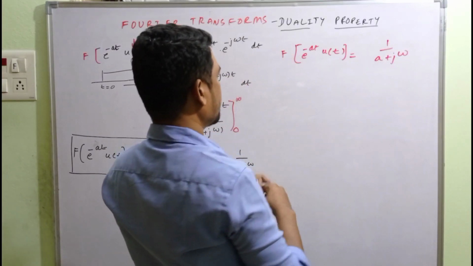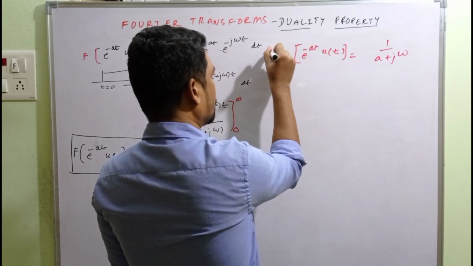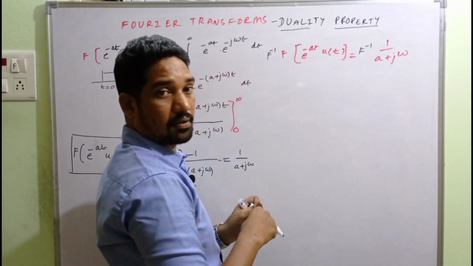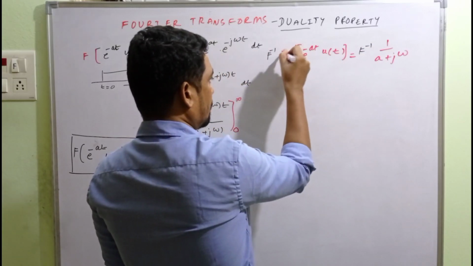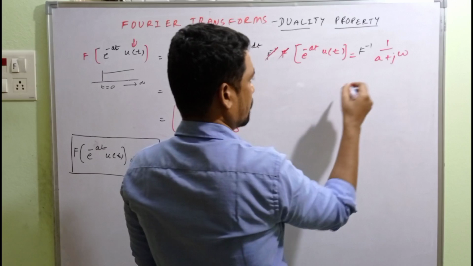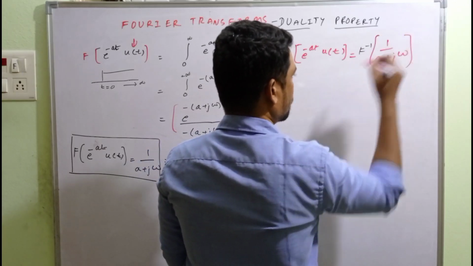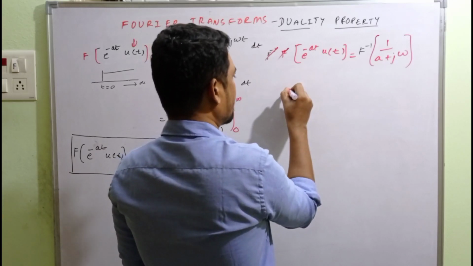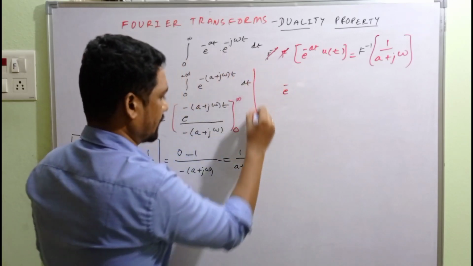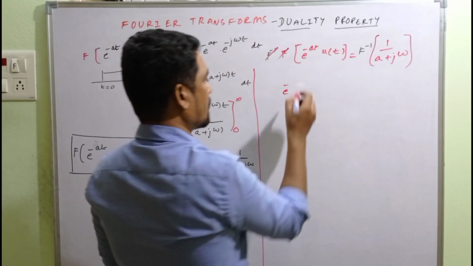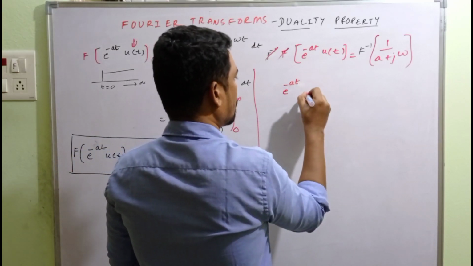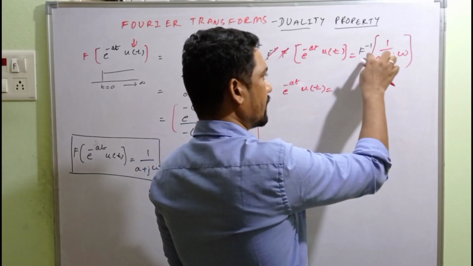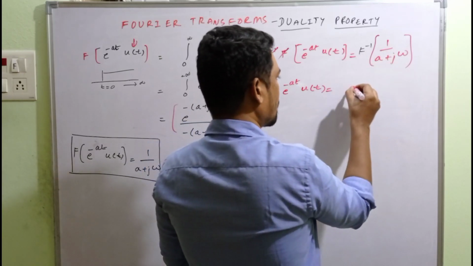So what if we apply the inverse Fourier transform on either side? The inverse and the Fourier transform get cancelled. So how to evaluate the inverse Fourier transform? On the LHS we have e raised to minus a t u of t, which is equal to what? So how to evaluate the inverse Fourier transform of this one, the given function?